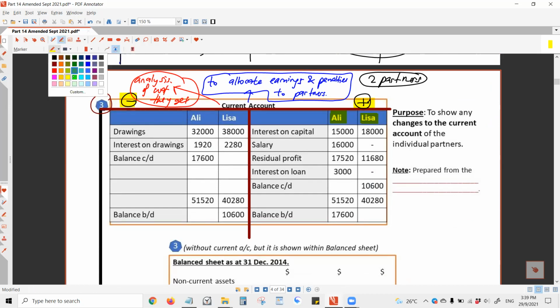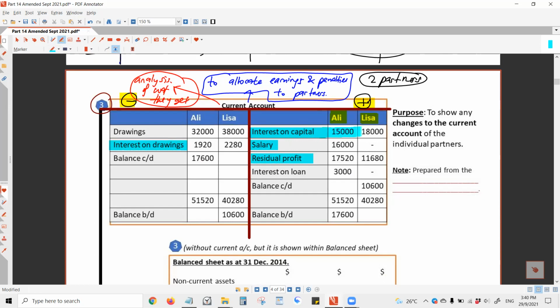So you can see interest on capital. Is it in the appropriation account? Yes. Is this residual profit in the appropriation account? Yes. Is this interest on drawing in the appropriation account? Yes.